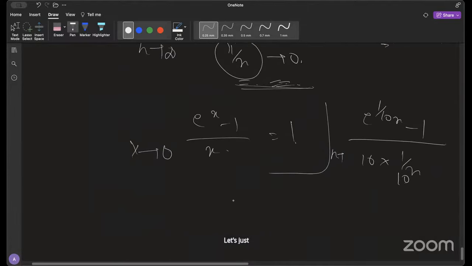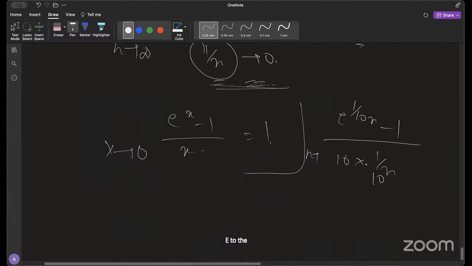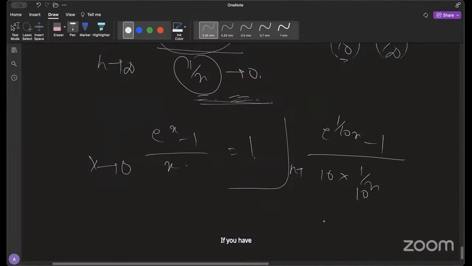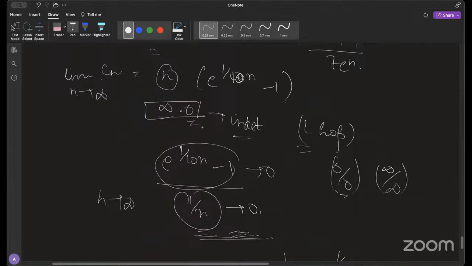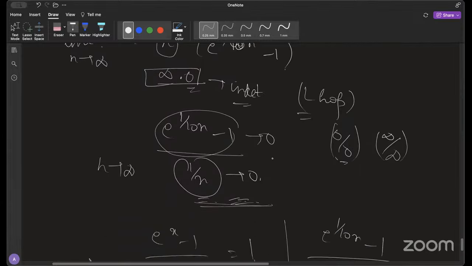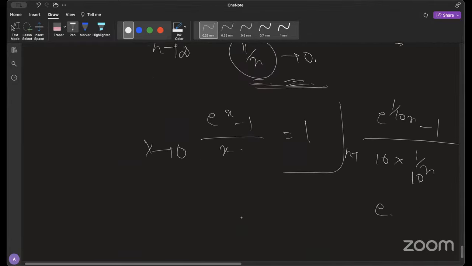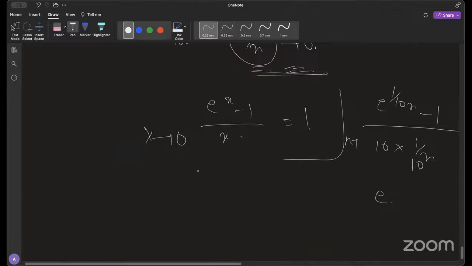Let's just check this too. e to the power x. If you have this thing, then you should be taking e to the power... This is when you take x to the power, x tends to 0. Have you done this? There, x tends to 0.